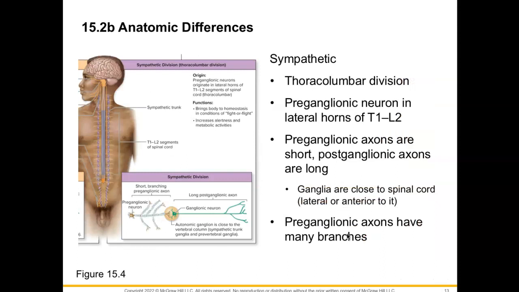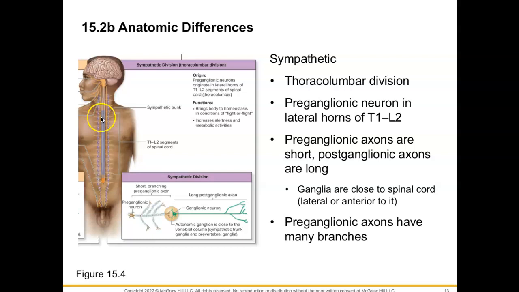And now for our sympathetic division, this is also called your thoracolumbar division. Thoraco because we have fibers originating in the thorax, and lumbar because it's originating from the lumbar area. Specifically, those preganglionic neurons are originating within the lateral horn of our spinal cord from T1 to L2.